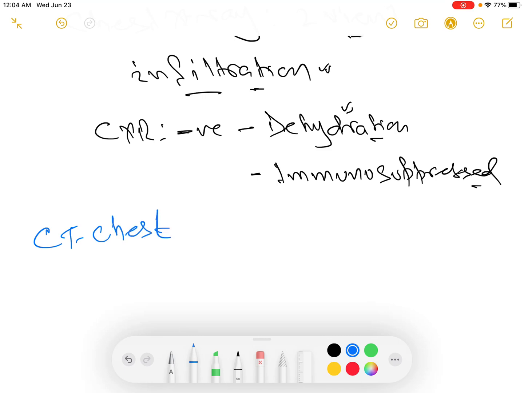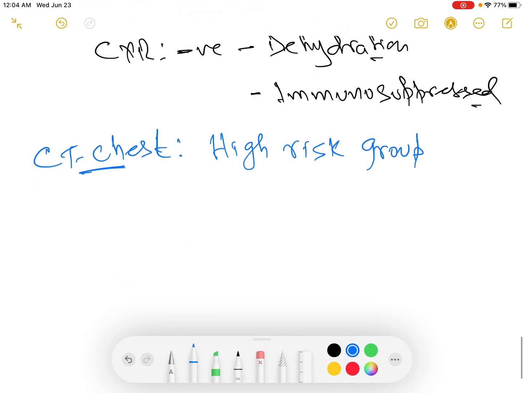CT chest. As you know, CT is more sensitive and specific for pneumonia, but you really don't need a CT all the time in every patient. You need CT only in the high-risk population group, and these are if the patient is super sick or they have multiple comorbidities, and if their chest X-ray is either negative or inconclusive.